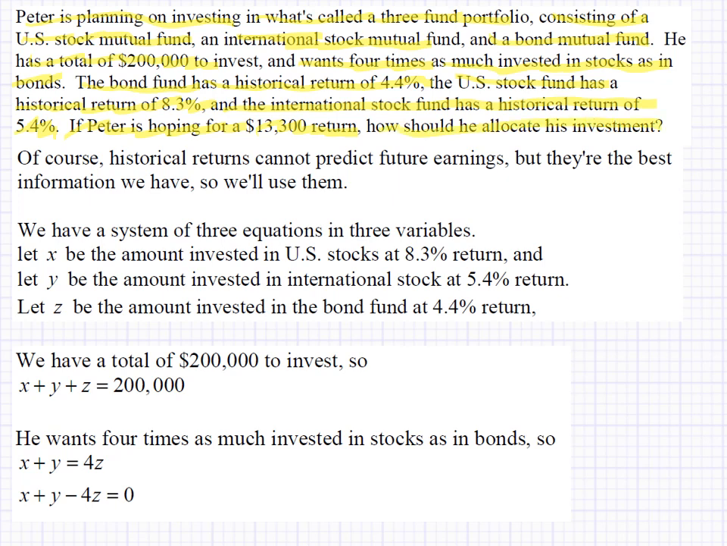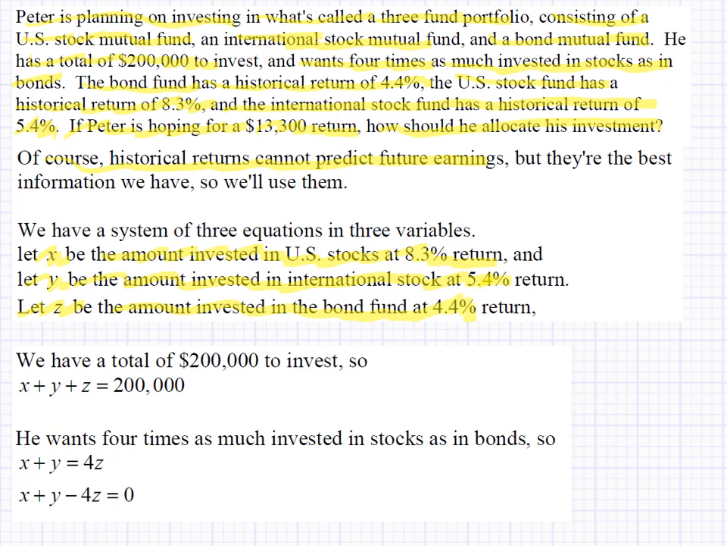Okay, there's a lot happening in this question, so let's break it down piece by piece. First, historical returns are not a prediction of future earnings, but they are the best we can do in terms of trying to predict future earnings. So, we have a system of 3 equations and 3 variables. First off, the first variable, x, can be the amount we invest in the U.S. stocks at an 8.3% return. Y, the amount we invest in international stocks at the 5.4% return. And then Z, the amount invested in the bond fund at 4.4% return.